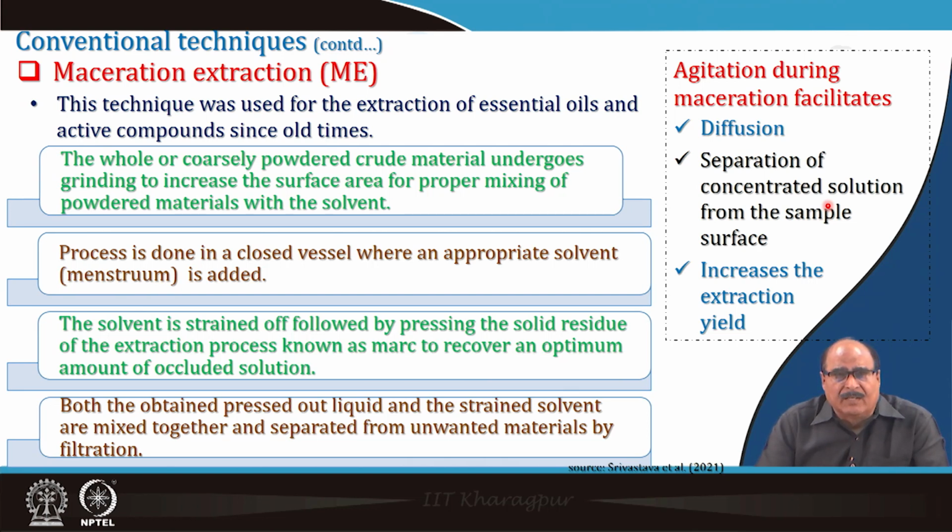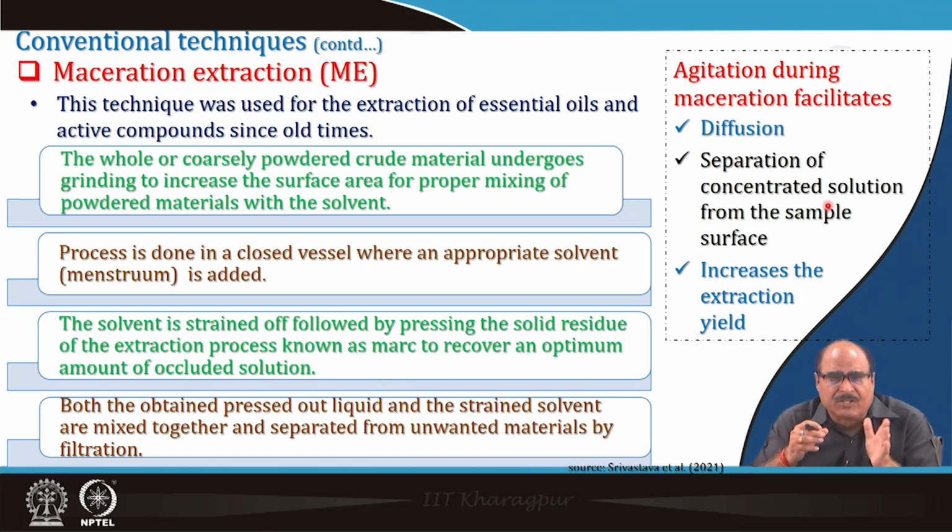Then another conventional technique is maceration extraction. This technique has been used for the extraction of essential oils and active compounds since old times. The whole or coarsely powdered crude material undergoes grinding to increase the surface area for proper mixing of the powder material with the solvent, and this process is done in a closed vessel where an appropriate solvent is added.